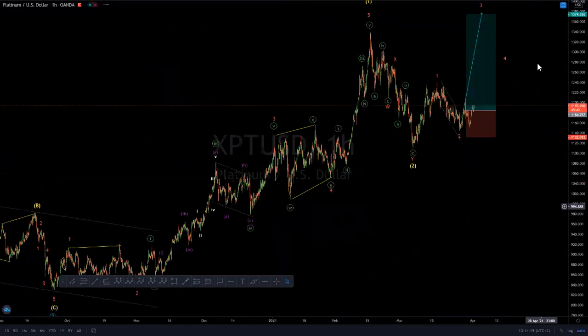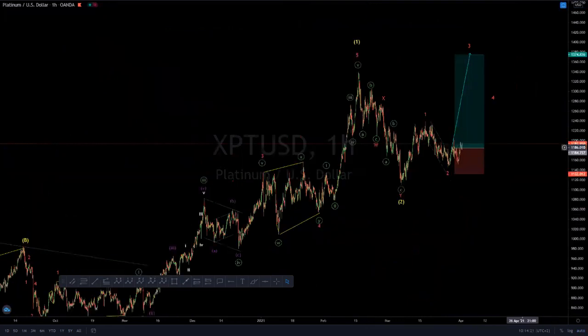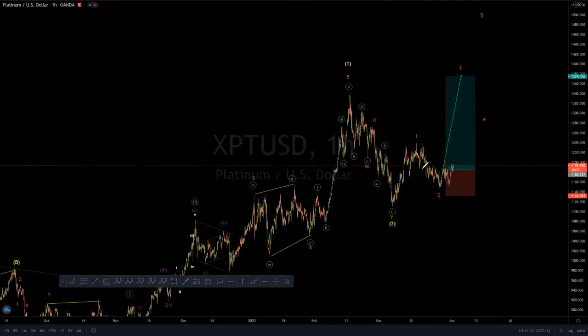So this is just a minimum target for now, guys. This is just a minimum target. We are looking for this move to the upside. I just want to take this move here. We get a pullback for wave 4, then we're going to join again.